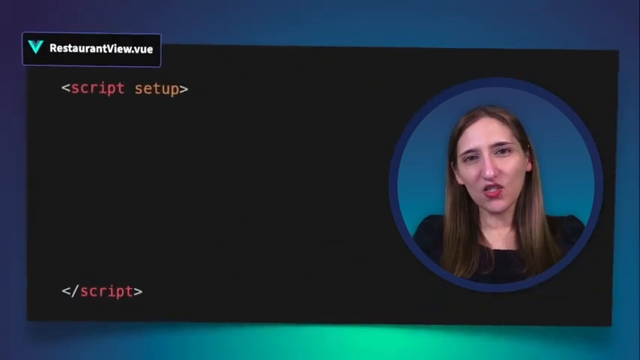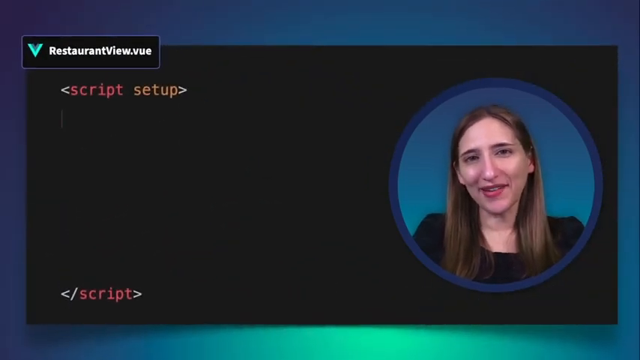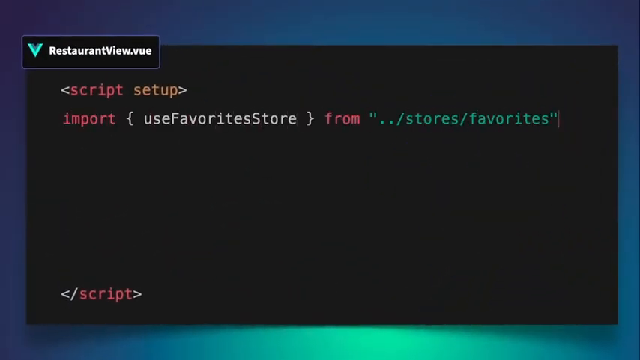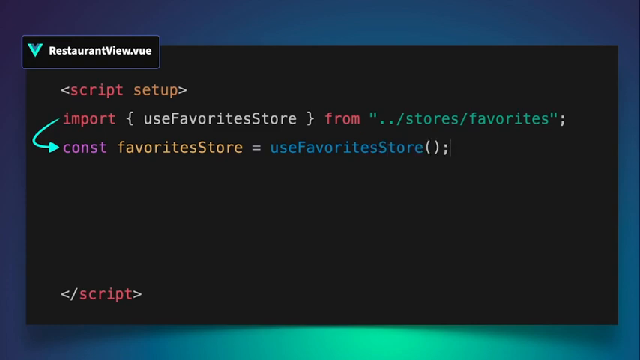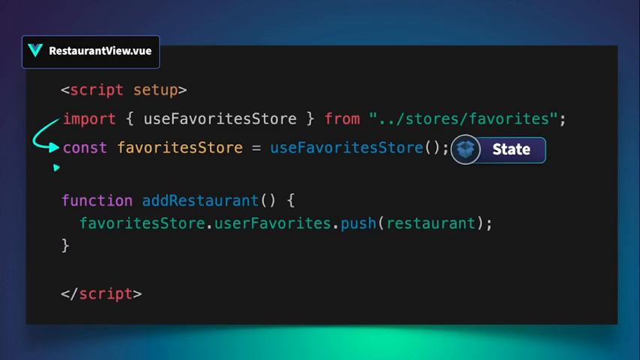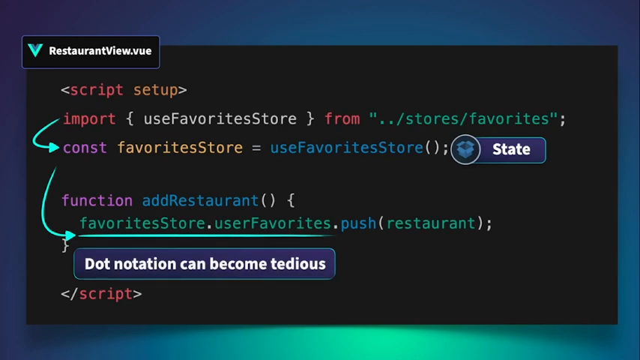We can access a store's state from a component in a few ways. The most common way is to import the store into the view component and then invoke the useStore function. This lets us read and write to state using dot notation to access the state property on the store. However, using dot notation can become burdensome if we're using a lot of different state properties in a component. We can make our lives easier by destructuring state properties from the store so that we don't have to write the full store name for every state property.